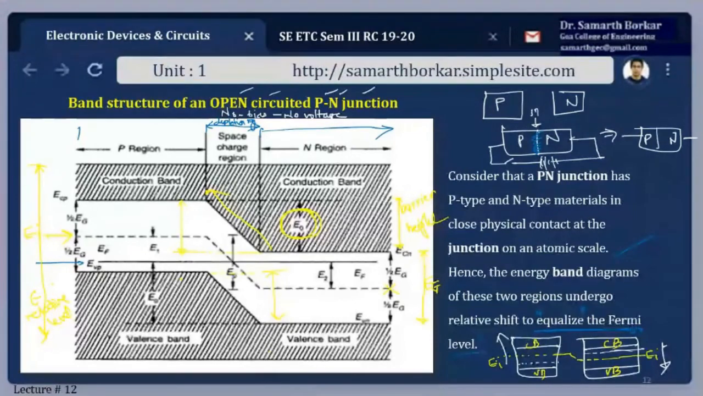Now, this Fermi level must be constant throughout the specimen because it has undergone an even distribution. Fine. If it is not so, then the electrons on one side will have higher energy than the other side. So the transfer of energy from these high energy electrons to low energy electrons will take place till this Fermi level, which is shown by this dash line, comes to the same level.